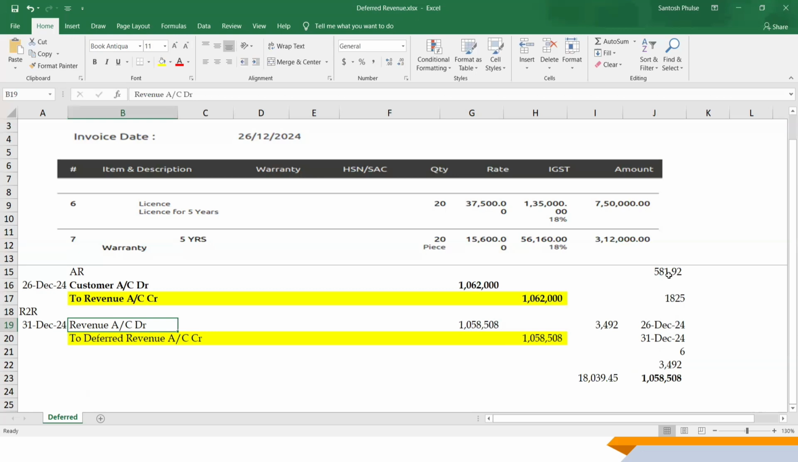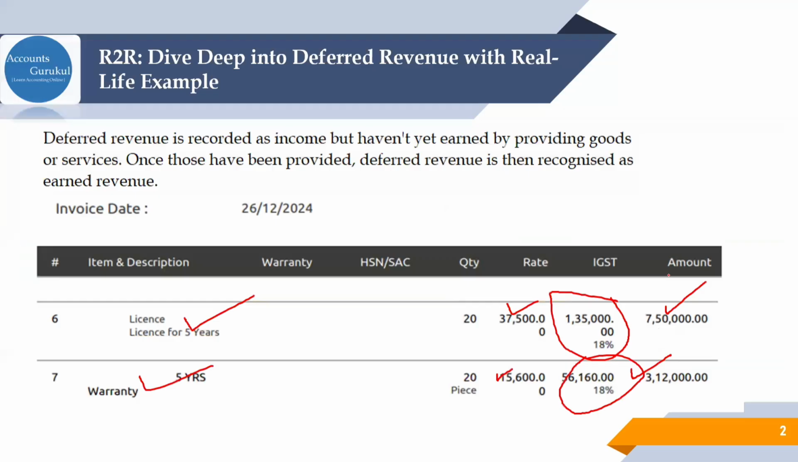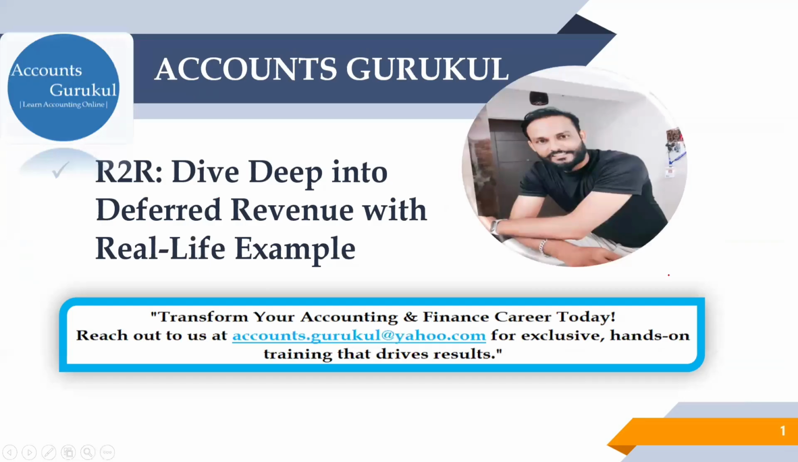So this is the concept of deferred revenue with a real life example. So this is the way you have to take the impact of deferred revenue in the books of account. This is one of the important concepts towards R2R. And we have discussed it here based on a request or a comment from one of our viewers or one of our members who wanted to know more about deferred revenue.